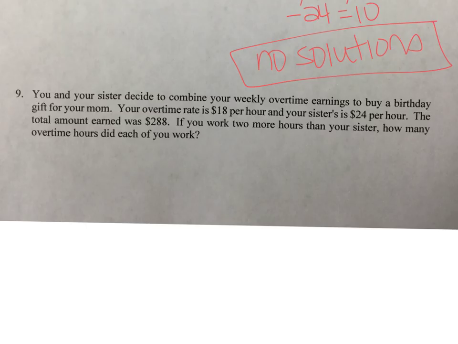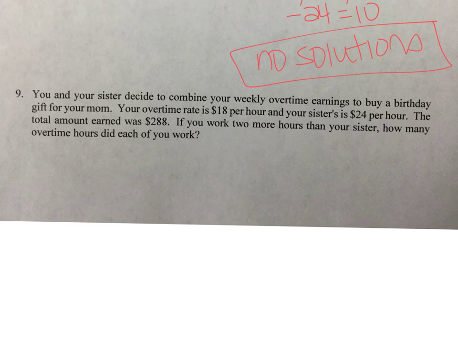Okay, now I want to make sure that we put this into a real life situation. And so here's where we're at. We have you and your sister, and you're going to combine your weekly overtime earnings to buy a birthday gift for your mom. Your overtime rate is $18 an hour, and your sister's is $24 an hour. Okay? So for every hour you work, you get 18. For every hour she works, she gets 24. And together y'all made $288.